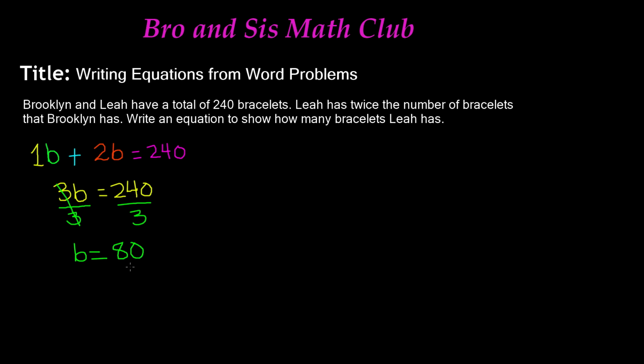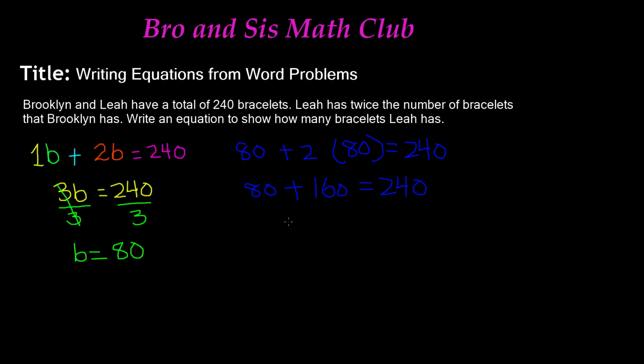Now, if you want to find out how many bracelets Leah has, because that's what the question is asking, write an equation to show how many bracelets Leah has. So we're going to plug this back into our equation to find out how many bracelets she has. Our equation was B plus 2B is equal to 240. So B is now 80, plus 2, and then B is also 80 again, is equal to 240. We know that we have to use the distributive property, so 2 and 80 will give us 160 is equal to 240.